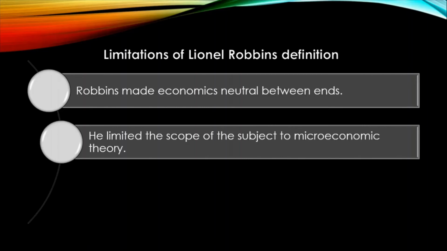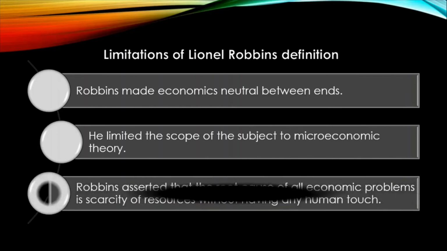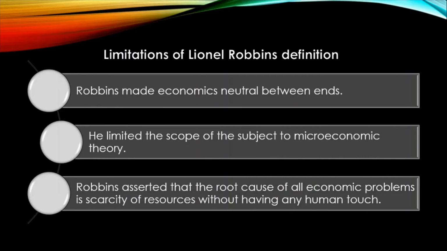And the last limitation is that Robbins asserted that the root cause of all economic problems is scarcity of resources without having any human touch, and therefore disintegrating human welfare from economics was a grave mistake which Robbins made.